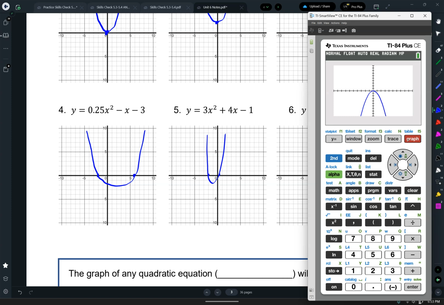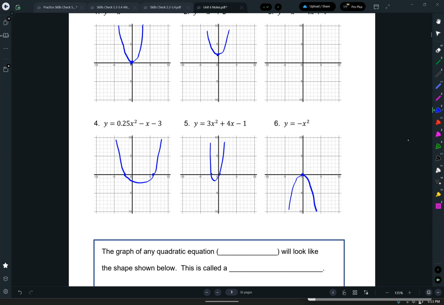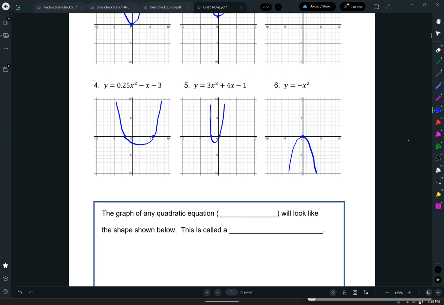Okay, so it's the same basic shape. It's just flipped over, opening down. So negative x squared does something like this. Okay, so the point here, and I know I didn't graph number 3, but it doesn't matter. This is enough to show you.